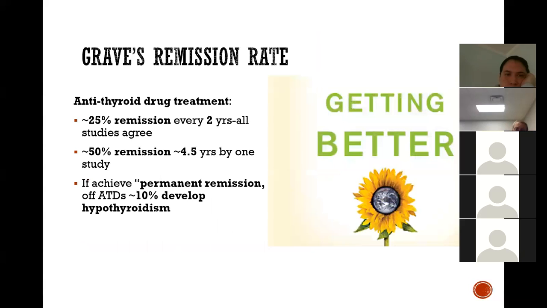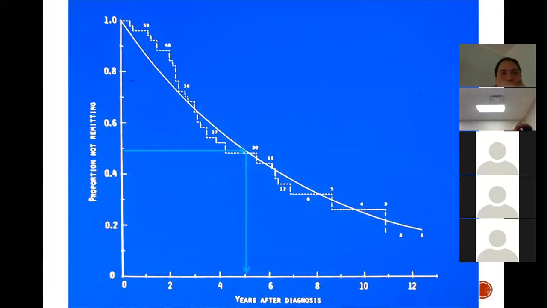Another thing, and I was kind of mentioning this earlier, is that Graves' remission rate, you got about a 25% remission rate in the first 2 years. Within 5 years, it's almost, or 4.5 to 5 years, it's about 50% remission. And then some get a permanent remission and then end up sometimes becoming hypothyroid from their TPO and thyroglobulin antibodies. And this chart actually kind of shows that a little bit right in there. That blue line kind of shows that 5-year mark with about half of people in remission.